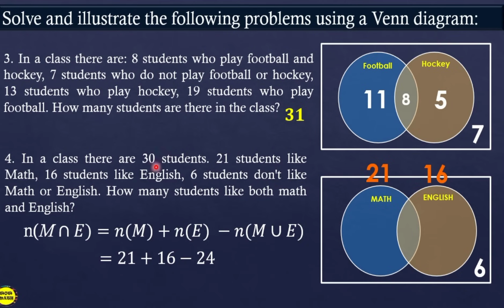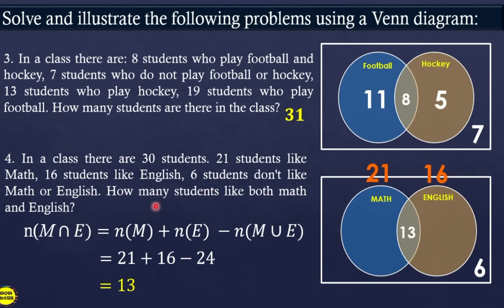Ma'am, bakit dito 30? Why did you use 24? Kasi po dun, out of 30. Okay, out of 30, yung 6 po doon ay wala siyang gusto either math or English. So, 24 lang po. Okay? 24 lang po yung mga students na nandito sa ating Venn. So, 21 plus 16, that is 37. Minus 24, that is 13. So, yun po ang ating intersection.